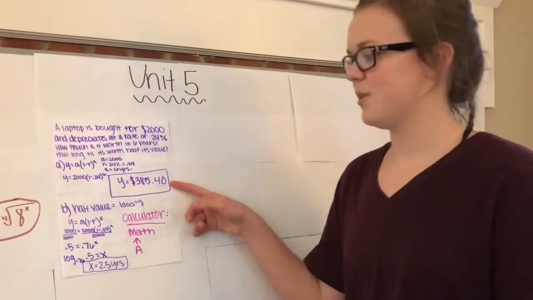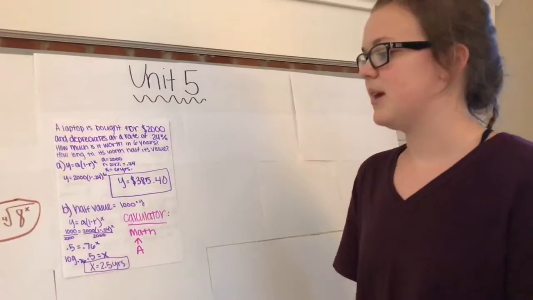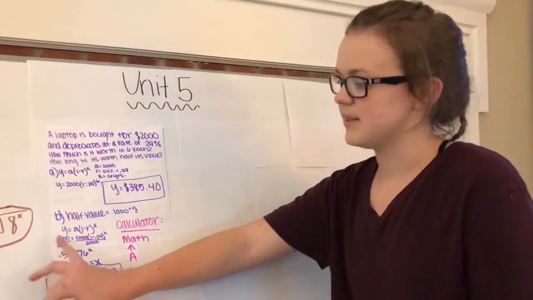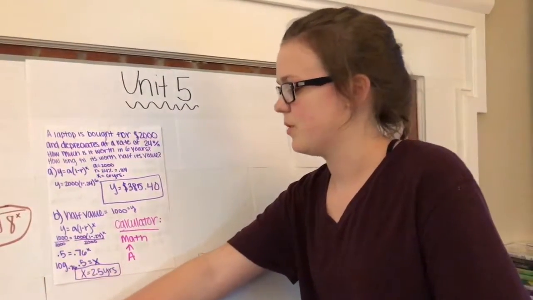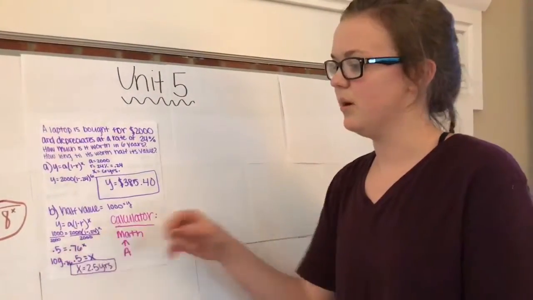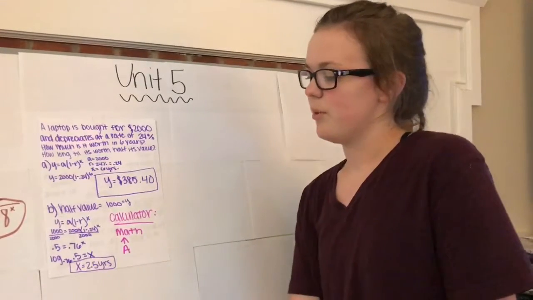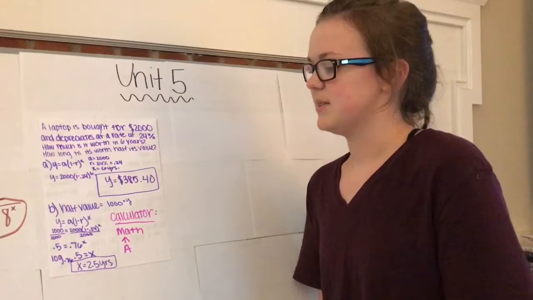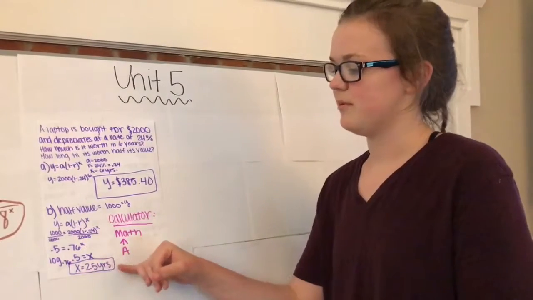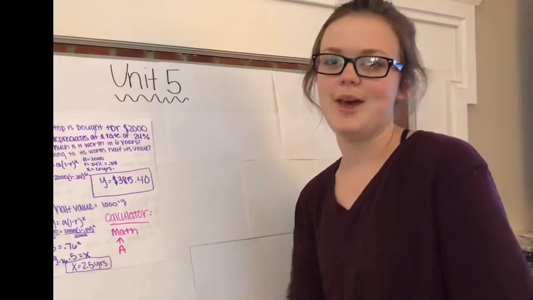To find how long till it's worth half its value, you would do the decay formula again, plug all of it in, and it would be 1,000 equals 2,000 times 1 minus 0.24 to the x, and when you solve that, you get it to an exponent, and then you would put that into log form, and it'd be log base 0.76 of 0.5 equals x, and when you put that in the calculator, it would be 2.5 years. And to put log into the calculator, you would do math up arrow A.